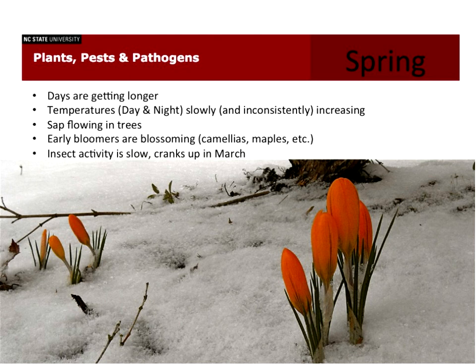Spring. Days are getting longer, days are getting warmer, but not consistently. So we have big dips and warm temperatures and then cold temperatures again. There's a lot of inconsistency. Sap is beginning to flow in the trees. Our early bloomers are starting to blossom. Got crocus in the picture, but camellias and maples and others are already up and going. Insect activity is slow but starting, and by the end of this month it should really be cranking up.